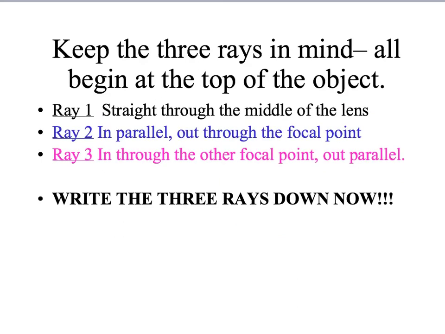So these are our three rays. Straight through the middle of the lens, in parallel, out through the focal point, in through the other focal point, and out parallel. Pause the video now and write down these three rays.